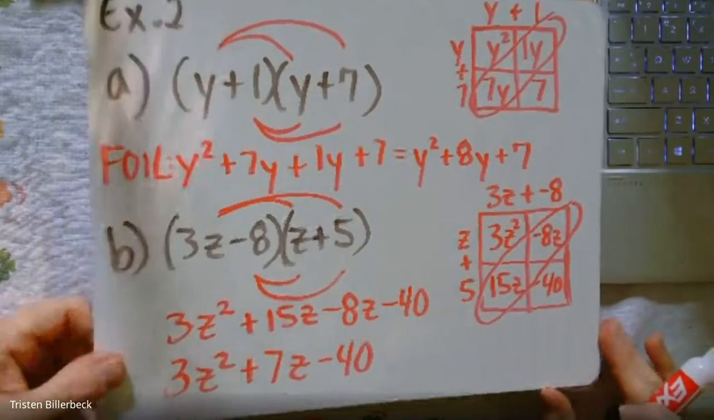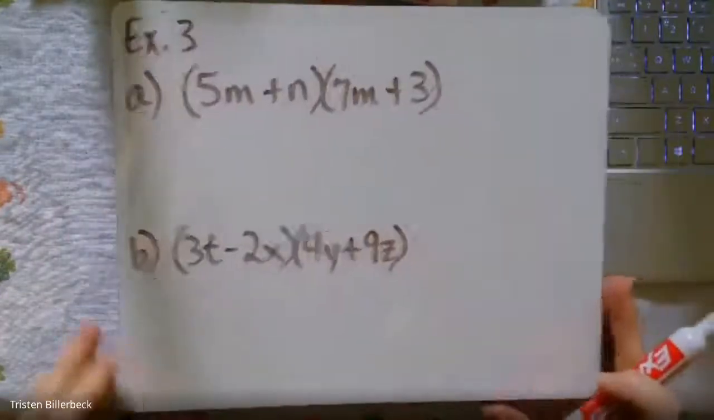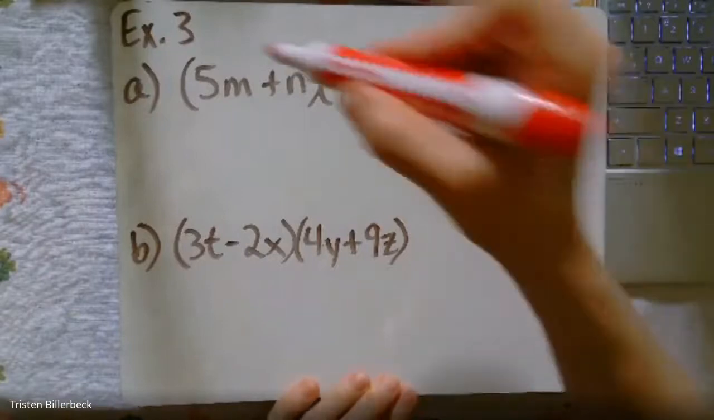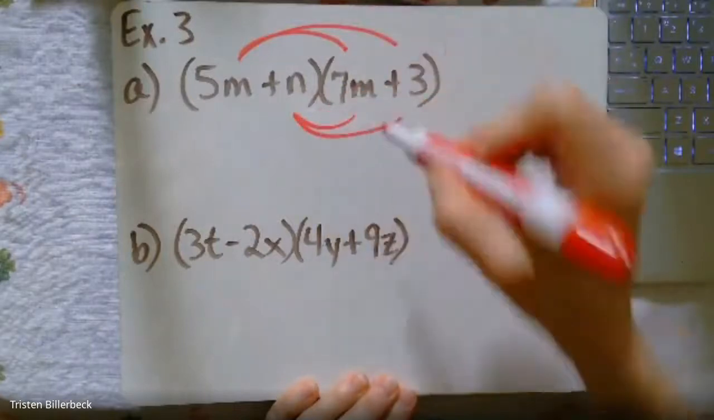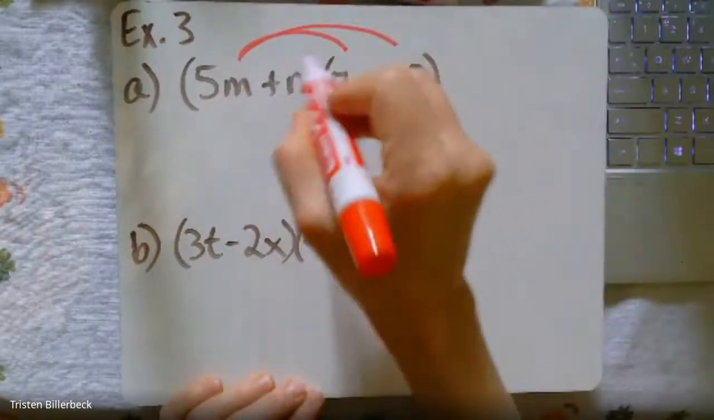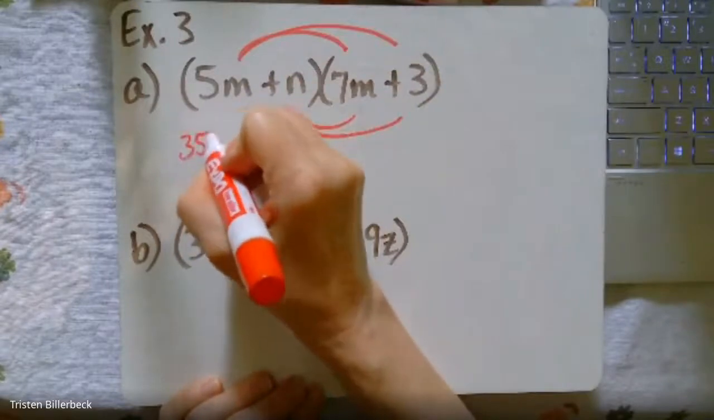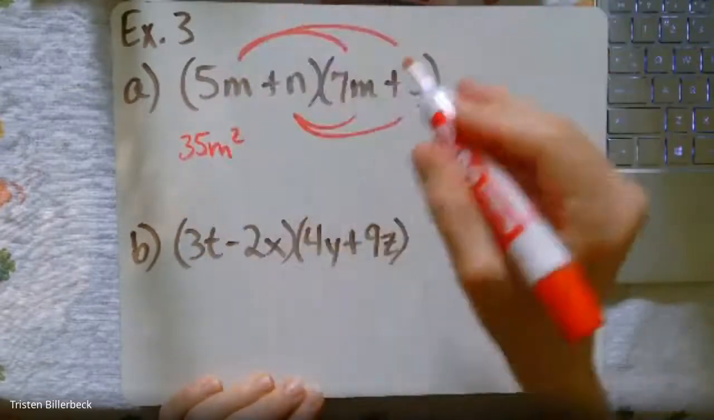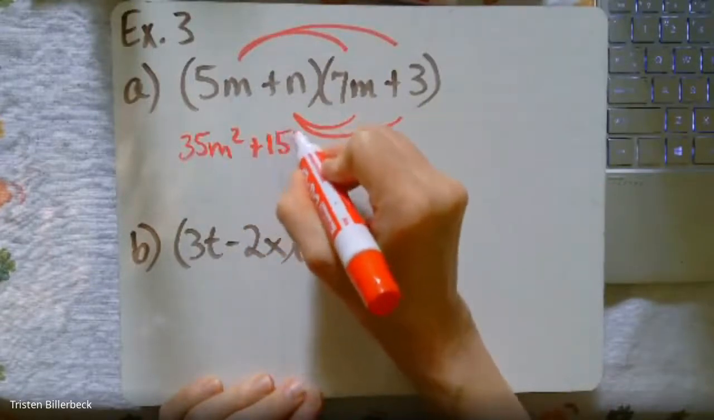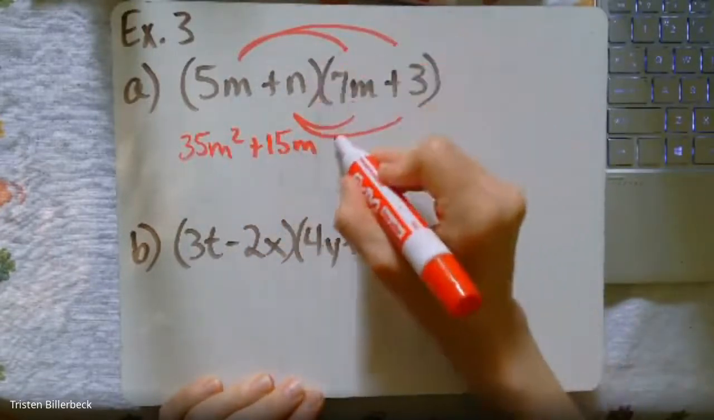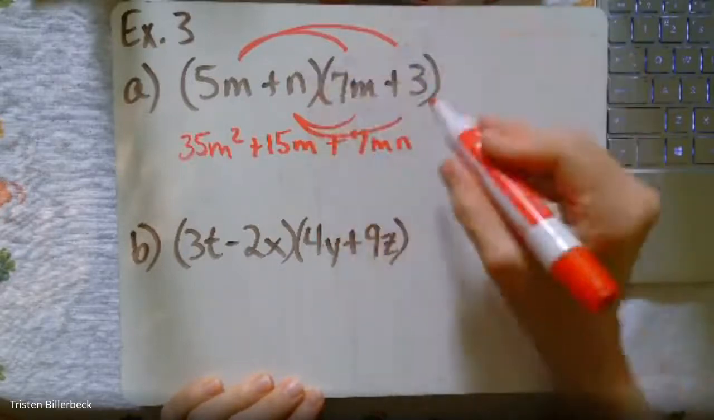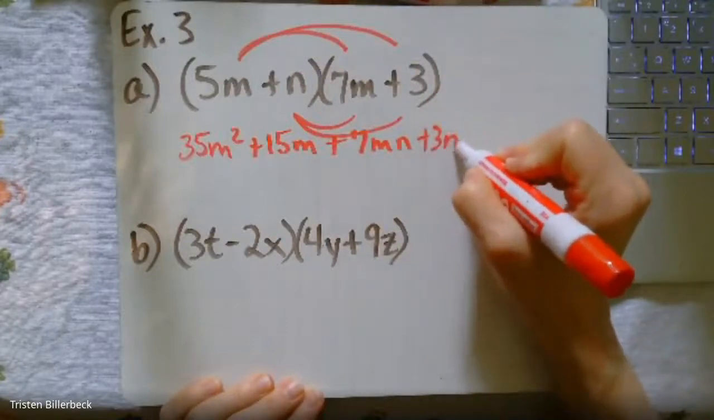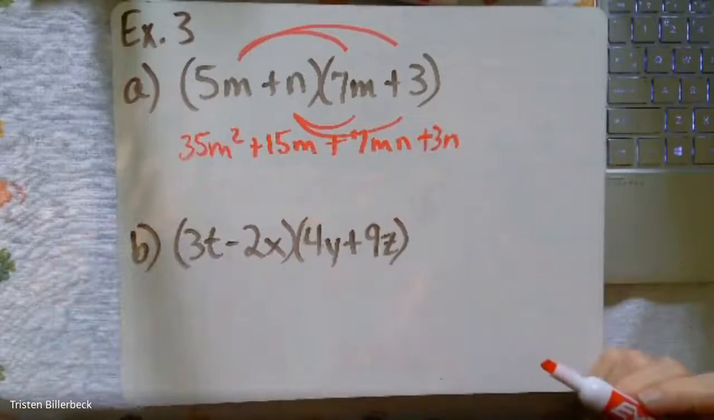Okay. Let's look at the next one. All right. Once again, we do the FOIL. First, outer, inner, last. So 5 times 7 is 35, and we have an m squared. 5m times 3 is 15m. n times 7m is 7mn. And n times 3 is 3n. So none of these are like terms, so that's just the way it goes.